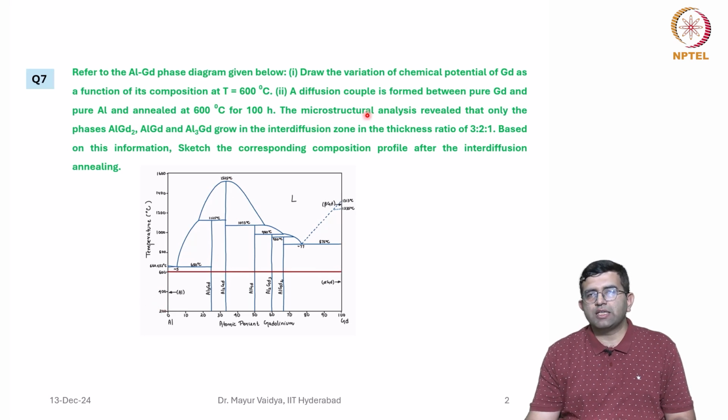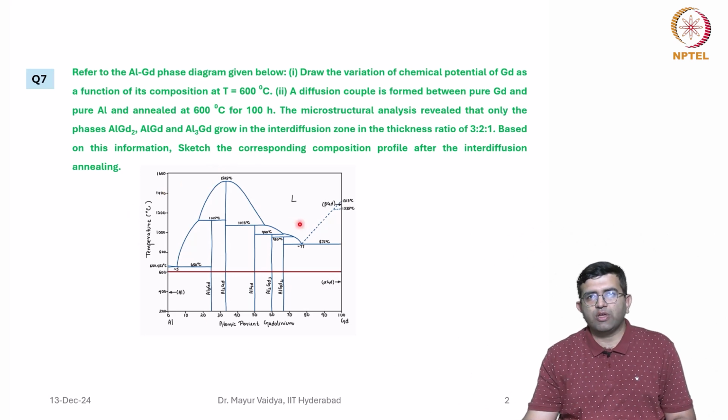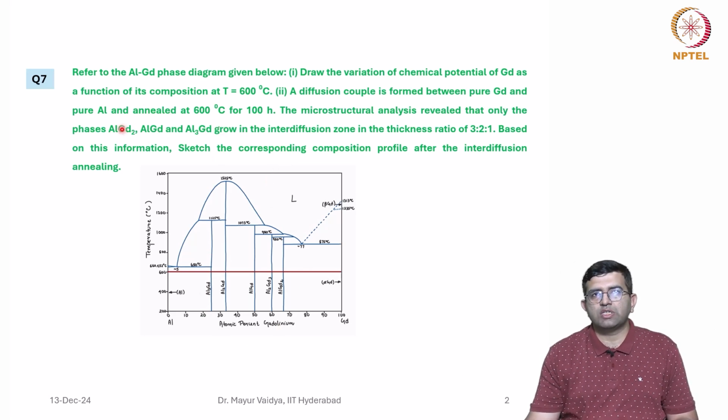And the microstructure analysis revealed that only phases AlGd2, AlGd and Al3Gd grow in the interdiffusion zone in the thickness ratio of 3:2:1. Now, based on this information, sketch the corresponding composition profile after the interdiffusion annealing. Remember, we have seen in our lectures that it is not necessary that all the intermetallic phases will grow in the interdiffusion zone. So, as given in the question, when you draw the composition profile, only these phases have to be drawn. However, when you draw the chemical potential of Gd as a function of composition, all the regions have to be included.